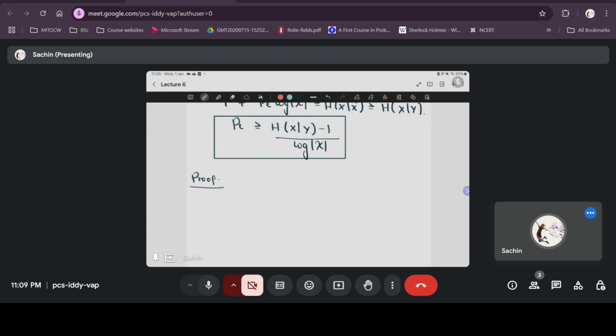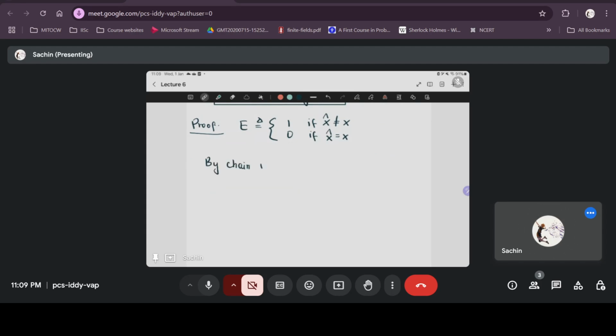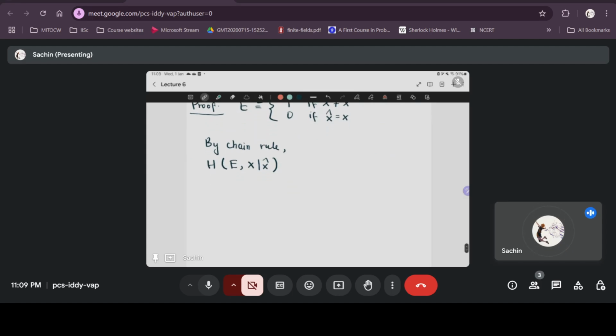Okay, the proof for this. So this error, let me give it a name. I'll call it the random variable e. So e takes the value 1 or 0. It takes the value 1 if x hat is not equal to x. It takes the value 0 if x hat is equal to x. Then we use the chain rule to split the following entropy, h of e comma x given x hat. Given the value of your estimator random variable, what is the joint entropy between e and x? It is h of x given x hat plus h of e given x comma x hat.